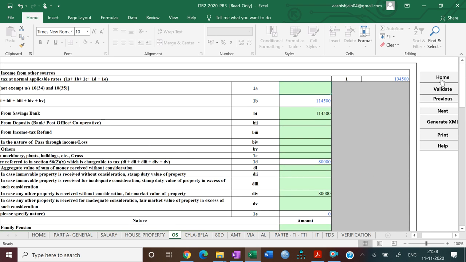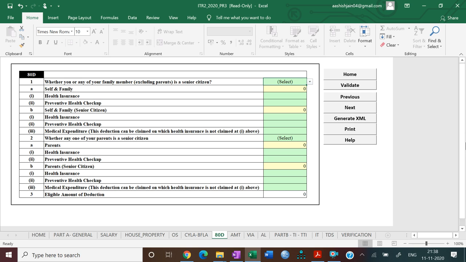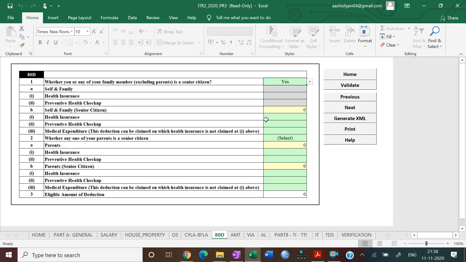Now validate this sheet. The sheet is okay, and then move to next. Now this is related to section 80D. Since the assessee's age is 64, which is more than 60 years, we select yes, the assessee is a senior citizen. And then let's see the amount of expenditure on the medical insurance premium of the assessee, a housewife, that is amounting to rupees 30,000. So we will put here 30,000, not 25,000.